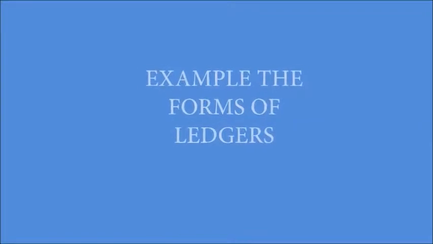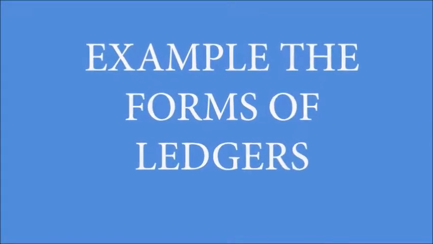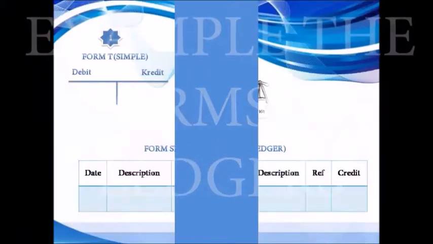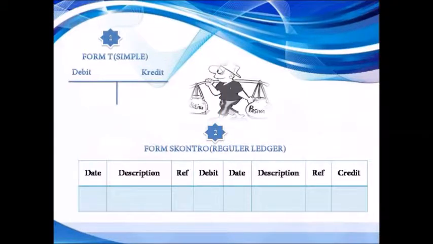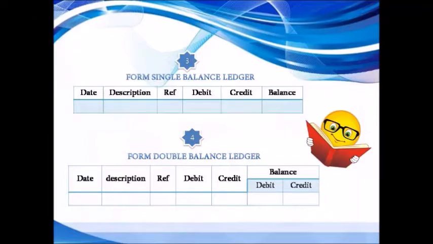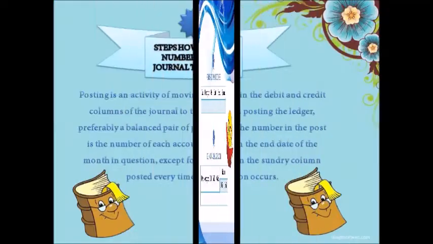As for examples, the forms of the ledger are as follows. 1. Form T or simple, for example. 2. Form control or regular ledger, for example. 3. Form single balance ledger, for example. 4. Form double balance ledger, for example. Those are some of the forms of the ledger you need to know. Let's move to the last point.